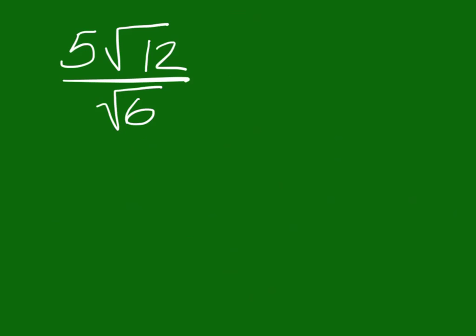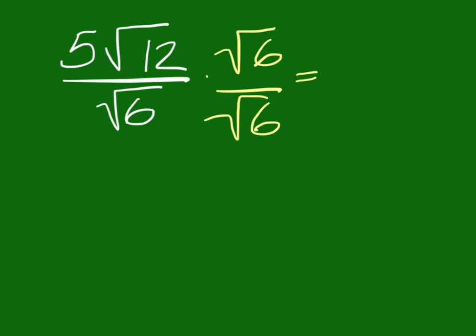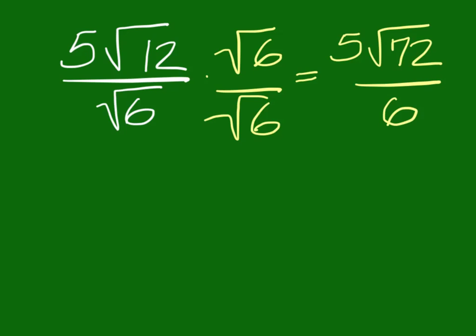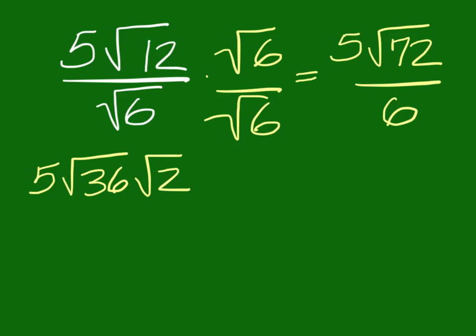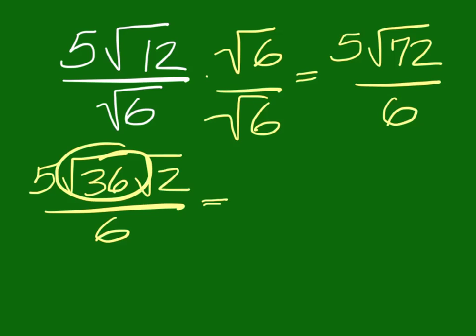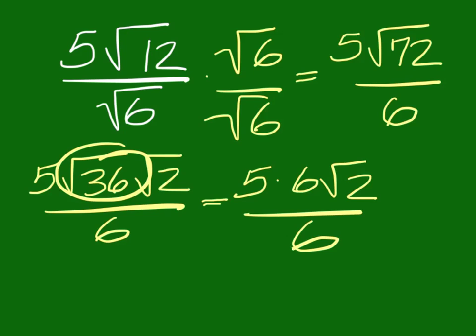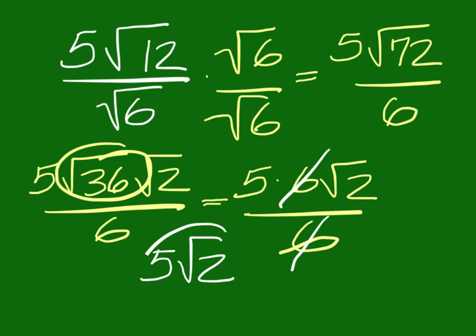You have to multiply the top and the bottom by the square root of 6. When you do that, you end up with 5 square root of 72 on the top and just a 6 on the bottom. The square root of 72 can be broken up as 36 and 2. Square root of 36 is 6, and notice that the 6's can cancel before you even multiply. So you should end up with 5 square root of 2 as your answer.